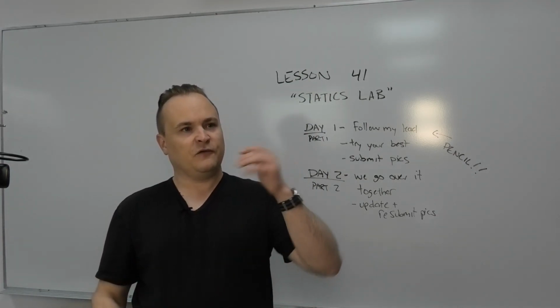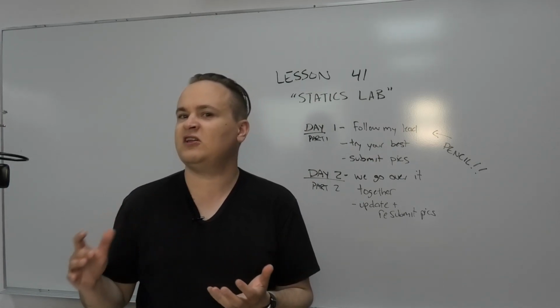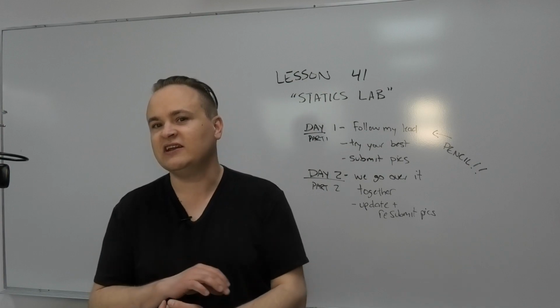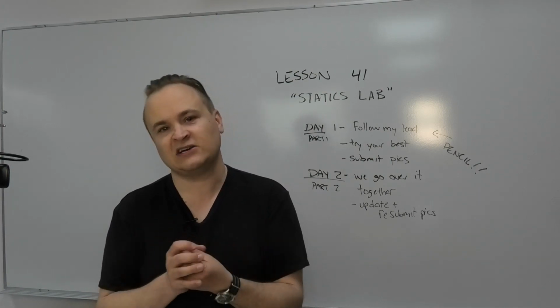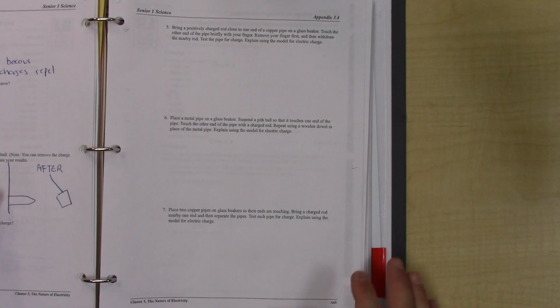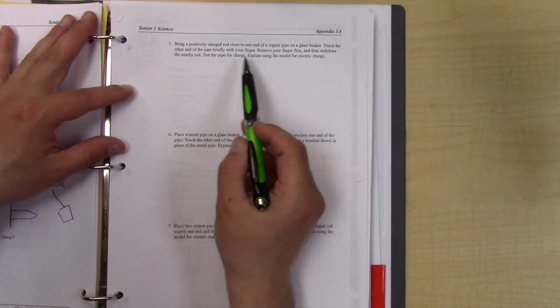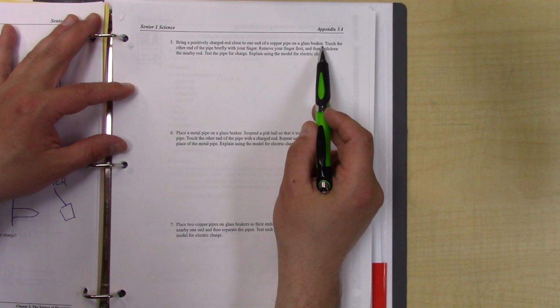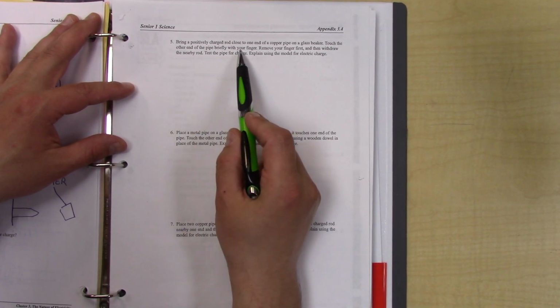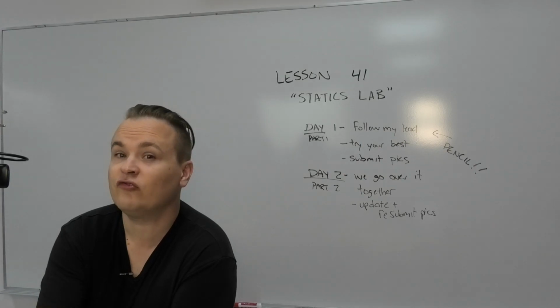It's like the first things we just did right now, those first questions are the easiest ones. This is like middle plus difficulty, and then there's one more type of question that's the hardest type of question. It's an induction type of question. But for now, let's just look at these questions and see what we can do. Right. So bring a positively charged rod close to one end of a copper pipe on a glass beaker. Touch the other end of the pipe briefly with your finger. Now listen, you're going to try this on your own, but your finger in this is the ground. It's the neutralizer.